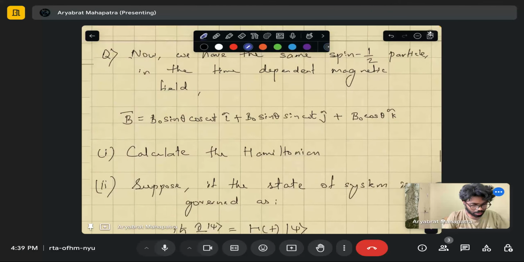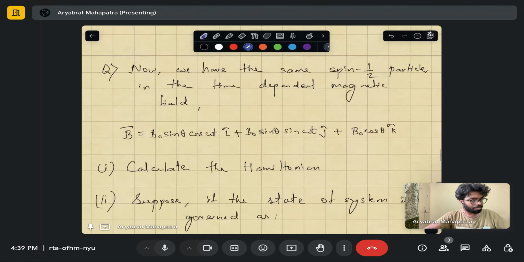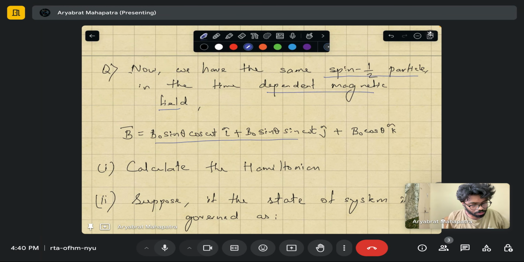Go to the next question. Now we have the same spin-half particle, like the electron, for example, that we were considering in the time-dependent magnetic field. Earlier, the magnetic field which was given to that spin-half particle electron was along the z direction only. Now we have this magnetic field.